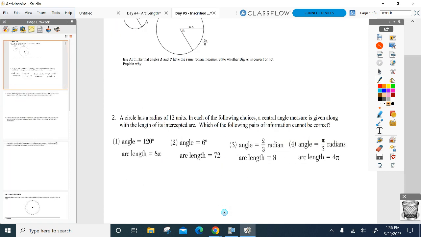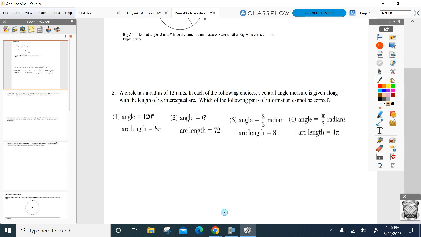This is a multiple choice one. A circle has a radius of 12. Now, it has a radius of 12 for all the multiple choices. So which of the following choices is the wrong information there? So for instance, number 1, you have a circle with a central angle of 120, a radius of 12. Would you get an arc length of 8 pi with those numbers, plugging into the correct formula?